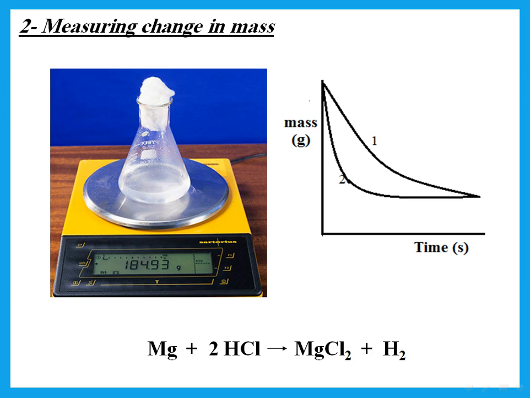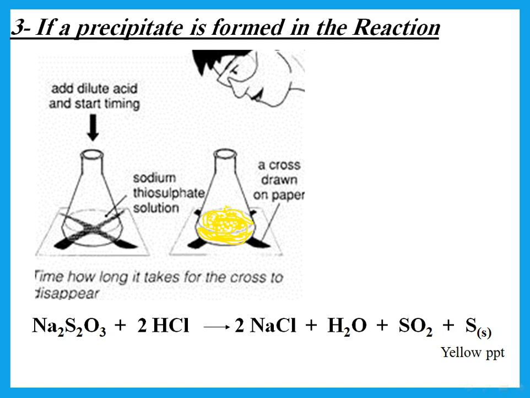So if it's a metal with acid, then the gas is hydrogen. But if it is a carbonate with acid, then the gas is carbon dioxide. So in both cases, the mass decreases. Why? Because a gas escapes. Now, which one is faster, experiment 1 or experiment 2 in that graph? You should realize that if a reaction is faster, then it will lose mass faster. So experiment 2 is a faster reaction.